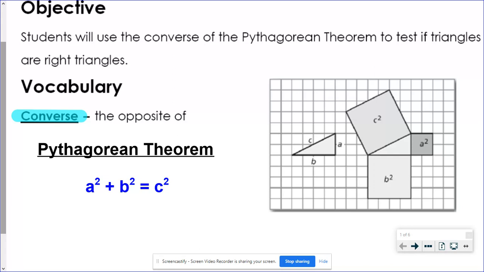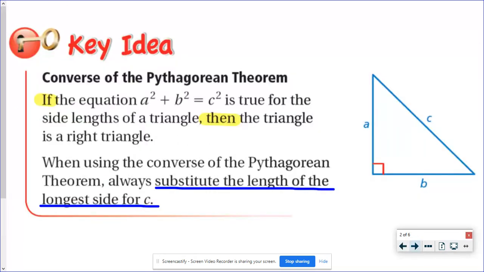The work that we're going to do is very much the same as what we have been doing. It's just that now, instead of knowing that we're starting with a right triangle, we're trying to see if we have a right triangle. So here again, we've got that if-then statement. Again, typically we say if it's a right triangle, then a squared plus b squared equals c squared. Here we're switching the if and the then. If a squared plus b squared equals c squared, then it's a right triangle.